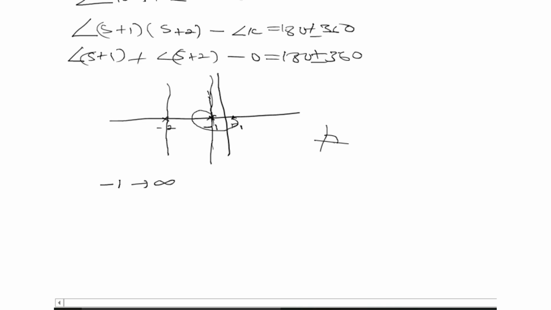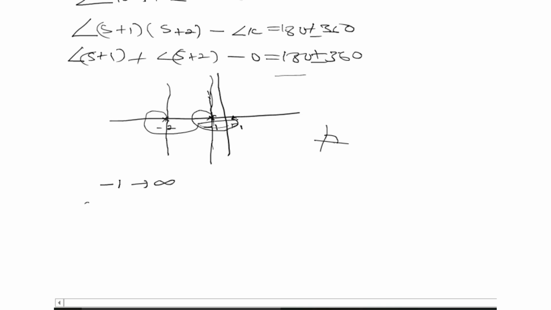So the angle this pole at minus 1 makes with this point is 360, and the other pole again has another angle of 360. We have to sum the angles and find if they are equal to either 180 or 180 plus or minus 360. So the first pole at minus 1 makes an angle of 360, and the 360 angle is the same thing as 0.